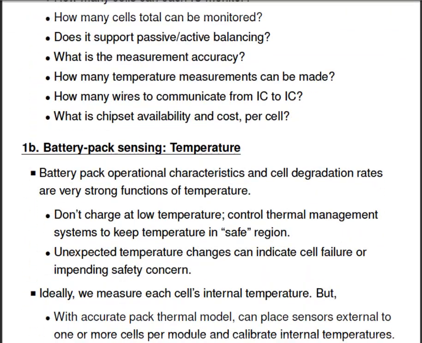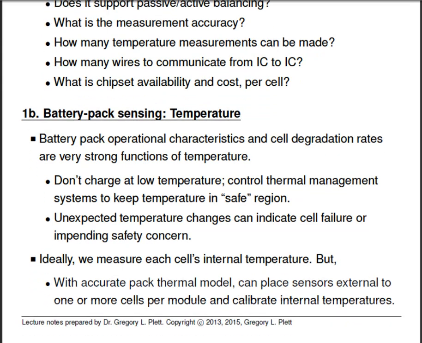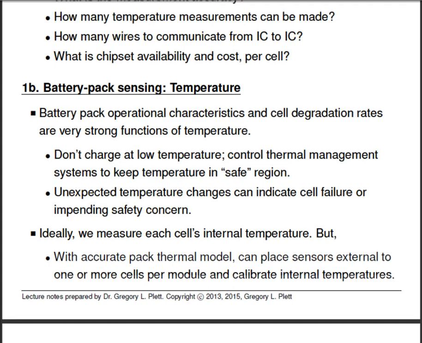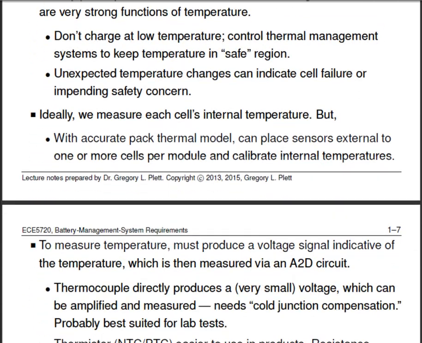Next, we are going to see first sensing of battery, and after that we are finding temperature. Inside the BMS, battery pack operational characteristics and cell degradation rates are very strong functions of temperature. That means if we find that some battery is degrading very fast, or dying untimely, where death means it stops operating or stops generating output voltage, then we understand that definitely something is going wrong inside the vehicle. And one very wrong thing that might go on inside the vehicle is very high temperature. So ideally we measure each cell's internal temperature separately as well as in a combined manner.